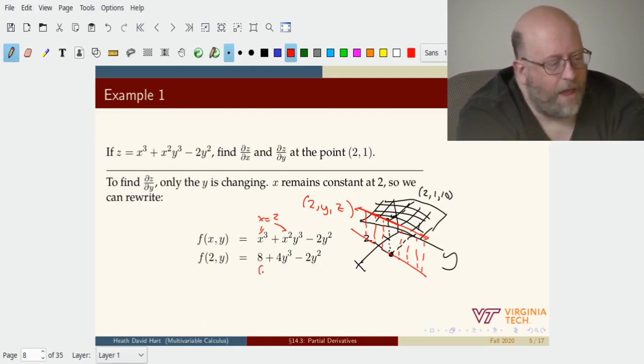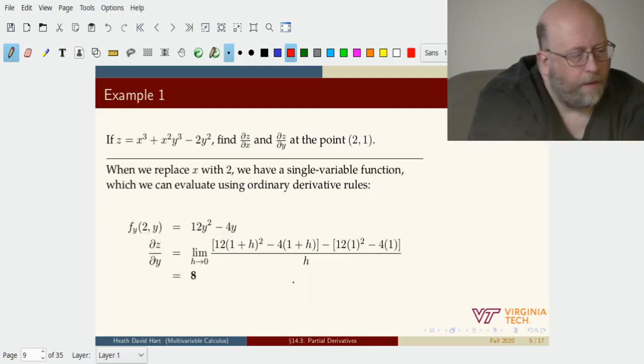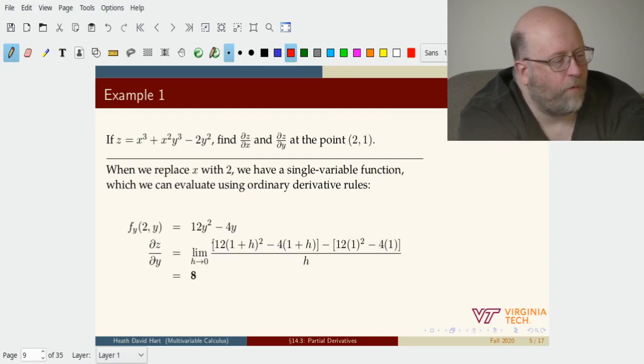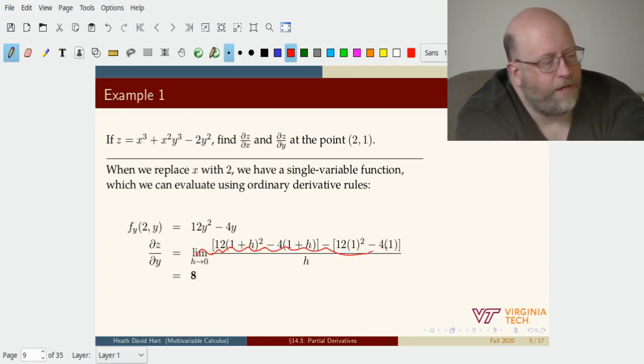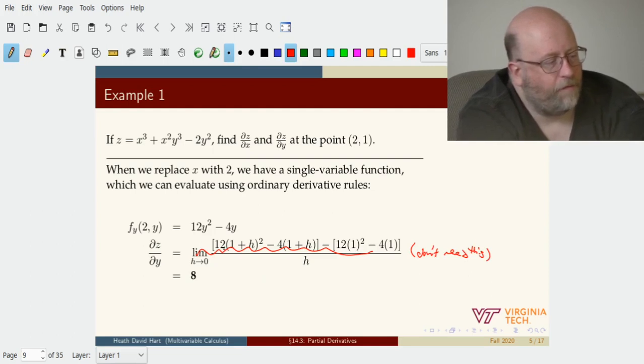All right, now we're down to one variable. And so we can take the derivative. It's 12y squared minus 4y. And so that's the derivative here, 12y squared minus 4y. And again, we don't need this. In fact, it's wrong because I already took the derivative. I'm using the 12 and the 4. That was a typo. I should have gone back to the original function while I'm setting up a limit. Don't need this, and it's wrong.